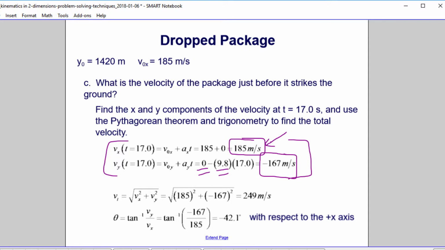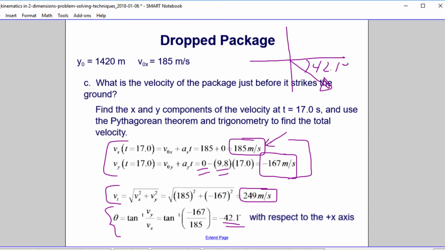To find the magnitude, we use Pythagoras, and we get 249 meters per second. And then to find the angle, we use the inverse tan, and we get negative 42.1 degrees with respect to the x-axis. So that means, if here's a coordinate system, it shows the package striking the ground at this angle here. That's 42.1 degrees, or negative 42.1 degrees.